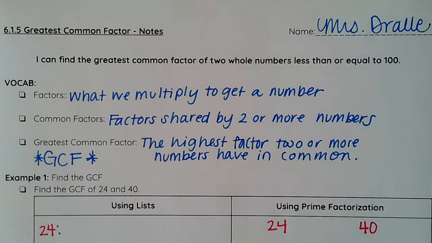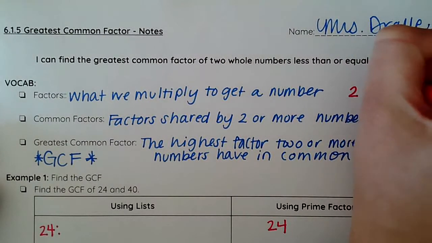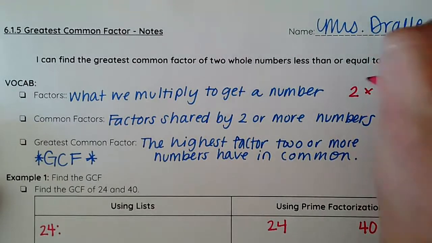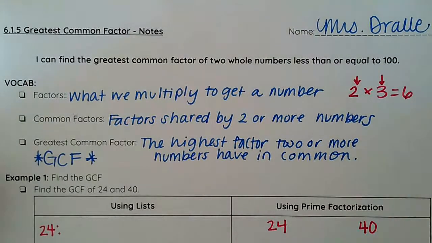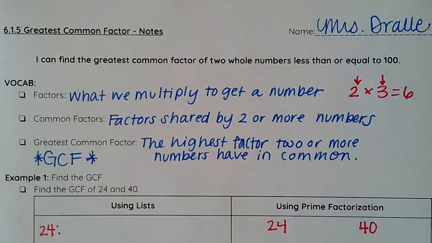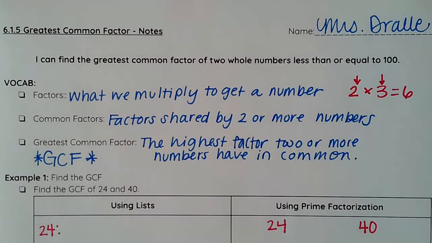Factors. Factors are what we multiply to get a number. So for example, if I have 2 times 3 equals 6, 2 and 3 are my factors. Okay, so 2 and 3 are multiplied together, so those are our factors. Common factors are factors, like 2 and 3, that are shared by 2 or more numbers. So we'll look at some examples of that in a moment.